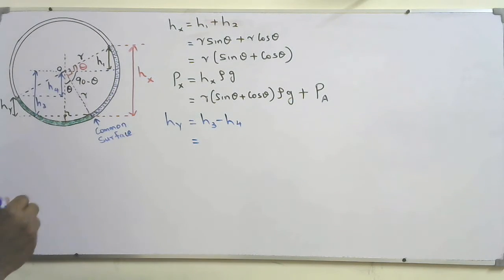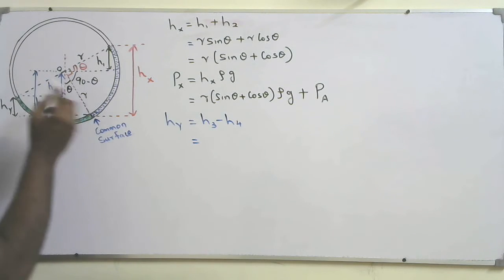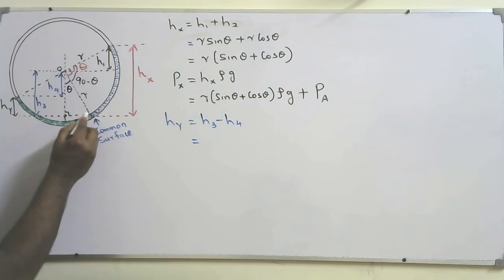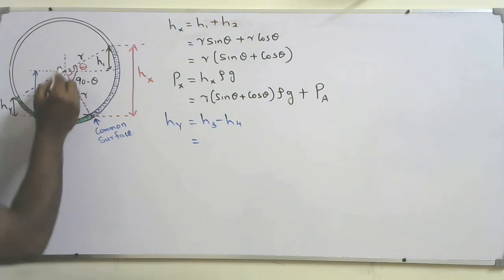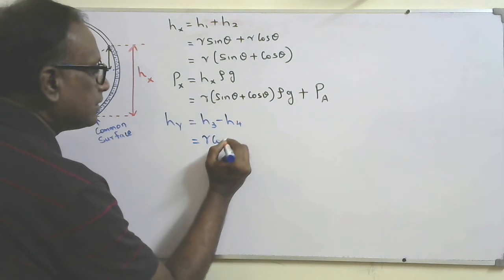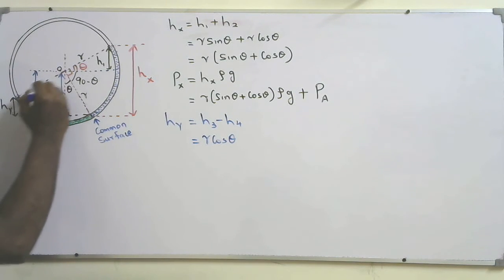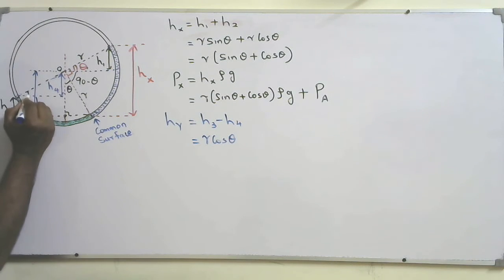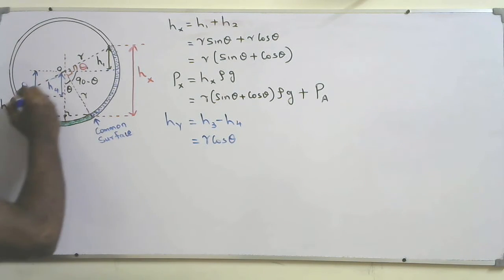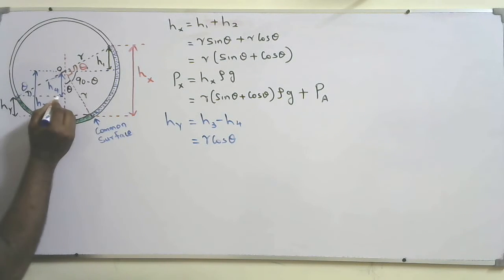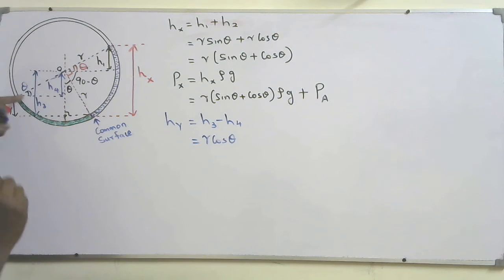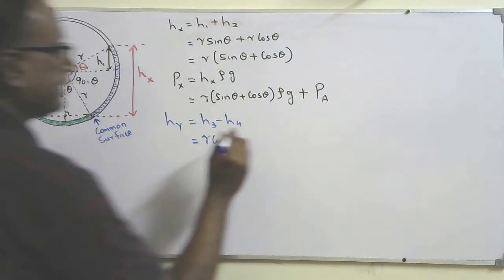What is H3? Consider this right angle triangle with O. This is radius R. So H3 is equal to R cos theta. H4 in this right angle triangle: this is radius, this is theta, and this also is theta because of similar angles. This is a horizontal line, this also a horizontal line, and I already proved this is theta. So H4 equals R sin theta.